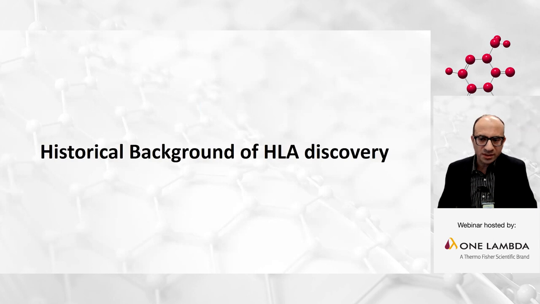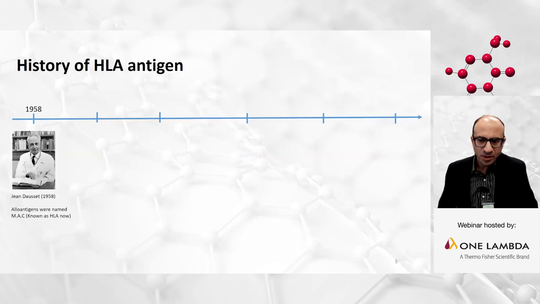So we'll start with some of the historical background about the HLA discovery. Our field started in 1958 when Dr. Dausset noticed that mixing patient serum with another individual's cells, it agglutinated. He made two more observations. The patient serum agglutinates some of the leukocytes and some not. And second, he noticed that it never agglutinates the patient's own cells. Dr. Dausset named the antigen agglutinated by these sera as MAC, and this antigen is now known as HLA-A2.